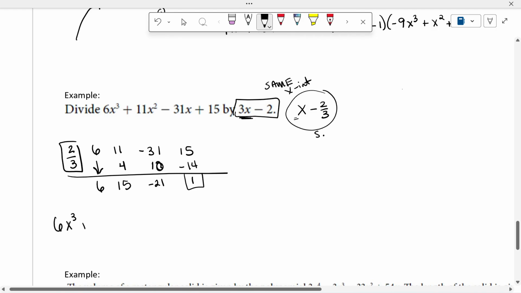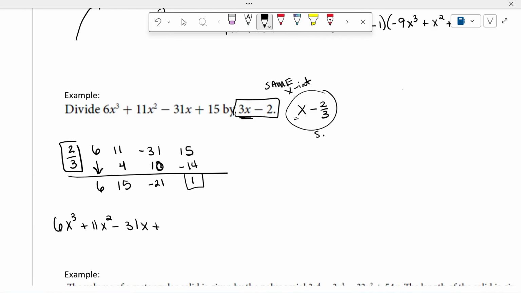What you do have is 6x cubed plus 11x squared minus 31x plus 15, the original polynomial. I tried to divide it by x minus 2/3. What I got when I did that was 6x squared plus 15x minus 21. But then at the back end here, I'd have to add a remainder of 1 to it to get it to actually be equal.